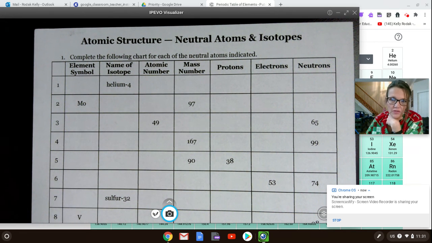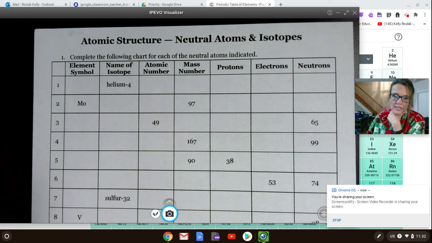First of all, before you do this, you need to make sure that you have gone through the atomic structure review slides and filled out the notes table that goes along with it, just so you're familiar with the terms and where we're going to get all of our information from. So if you haven't done that yet, go back and do that before you attempt to complete this assignment, okay?